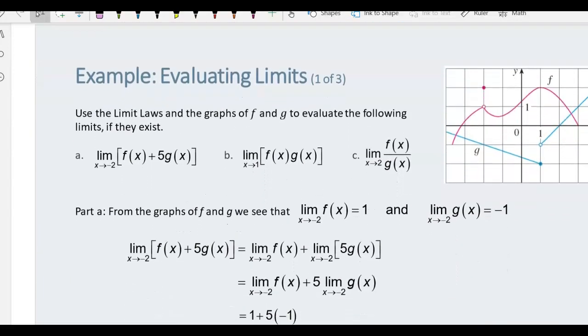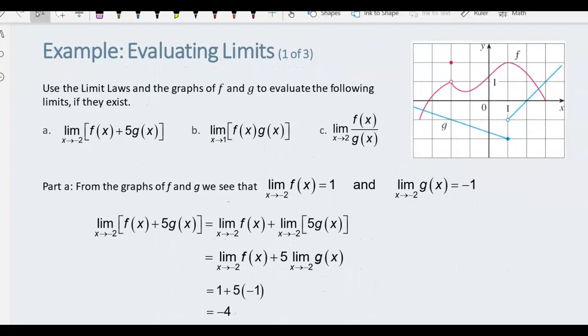Let's use these ideas to evaluate a function. Here's a function that's two functions that are defined differently. The pink is the function f, and the blue is the function g. They're two separate functions. For the first example, we're going to evaluate what is the limit if we were to take the function f and add it to 5 times the function g. And I'm going to consider what's happening as I take those two functions, adding them together, and what's happening at -2, as I approach x equals -2.